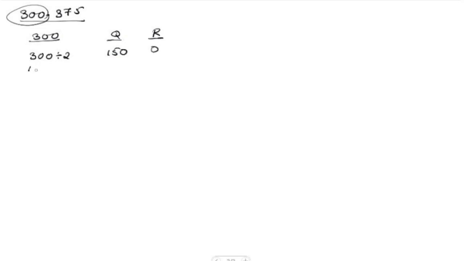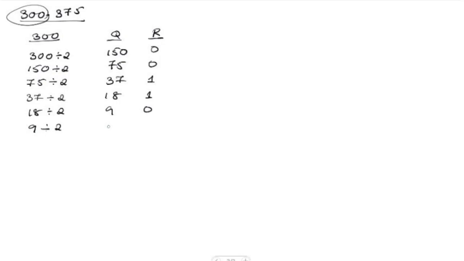And then we take the quotient 150 and divide it by 2. That gives us a quotient of 75 with remainder 0 again. And then we take 75 divided by 2. This gives us the quotient 37, remainder 1. And then we take 37 divided by 2. This gives us the quotient 18 and remainder 1. And then we take 18 divided by 2, giving us 9 and 0. And then we take 9 divided by 2, giving us 4 and remainder 1.